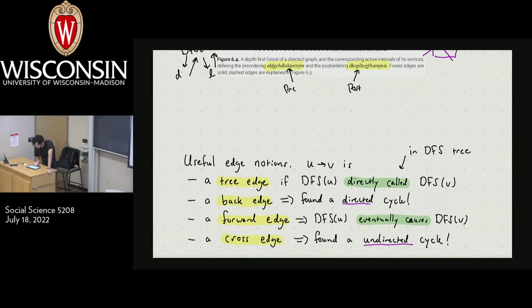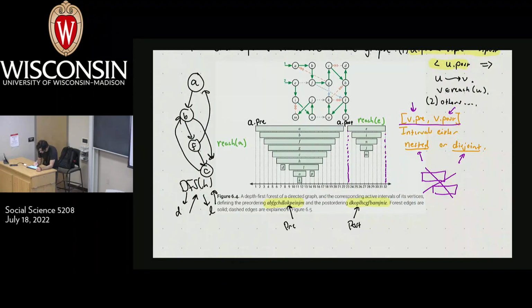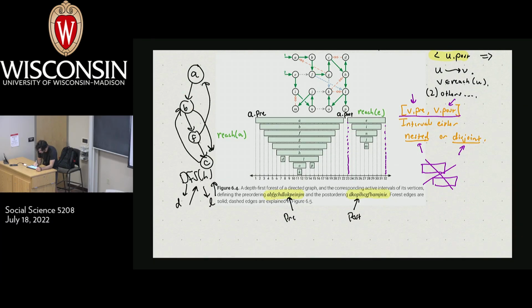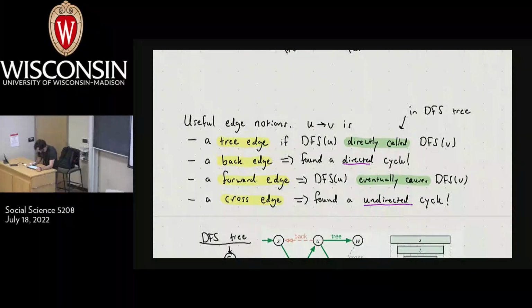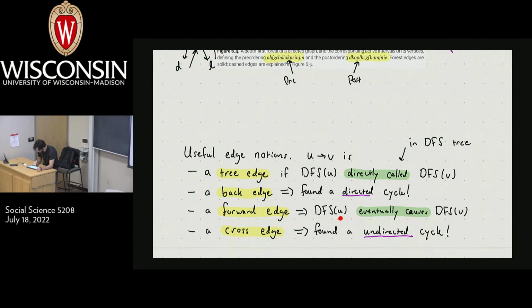A forward edge is the opposite. That means we're going forward in the future. So in this picture here, B to C would be a forward edge. Because eventually we get to C, but it wasn't because we used this edge. We used other edges to get there. So in other words, DFS of U eventually causes DFS of V to be called, but it doesn't directly call it.